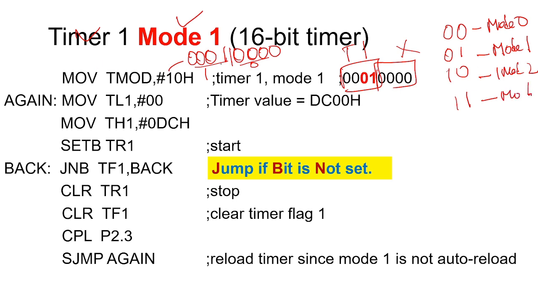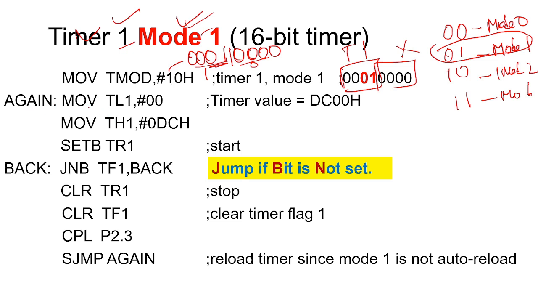For the given program, it is 01. That means it is mode 1. From this we understand that we are writing the program for timer 1 and mode 1 condition. I hope you understood, right? From this you can understand that TMOD is the mode selection register for the timer. So 10 specifies we are using timer 1 and mode 1.